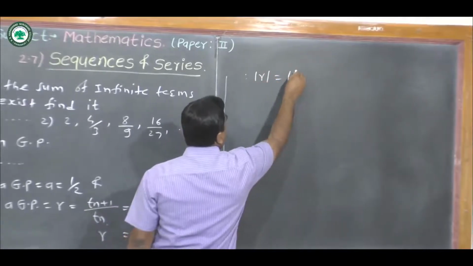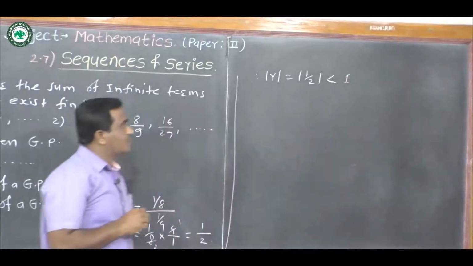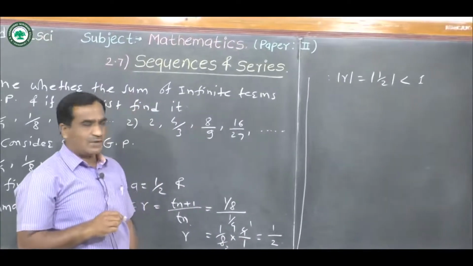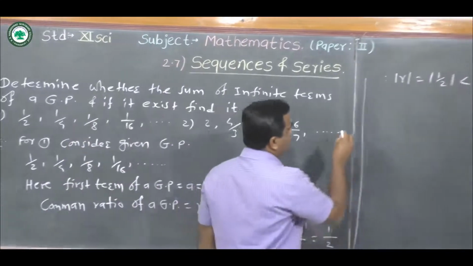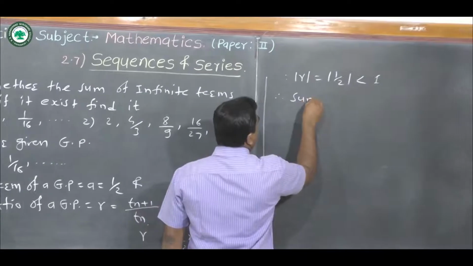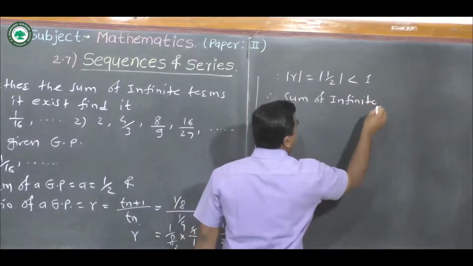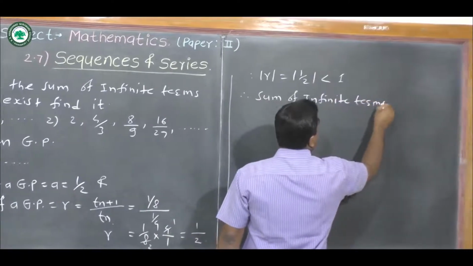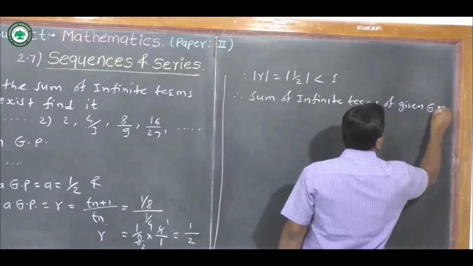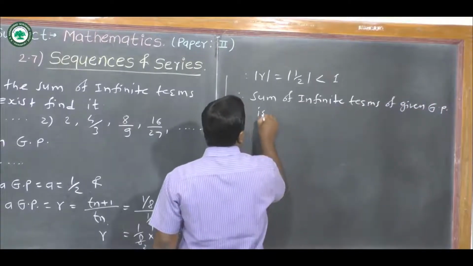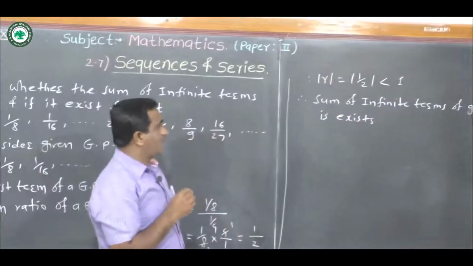And we write here, therefore modulus of R is equal to modulus of 1 by 2, which is less than 1. Modulus of R is less than 1. Therefore, the sum of infinite terms of the given geometric progression exists. Okay, then we have to find it.